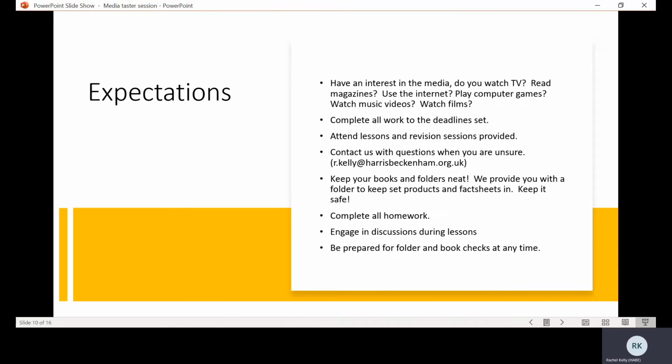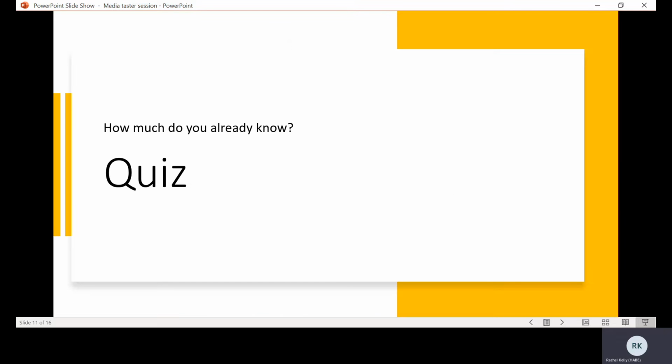Complete all your homework. That's a given. Engage in discussions during lessons and be prepared for folder and book checks at any time.